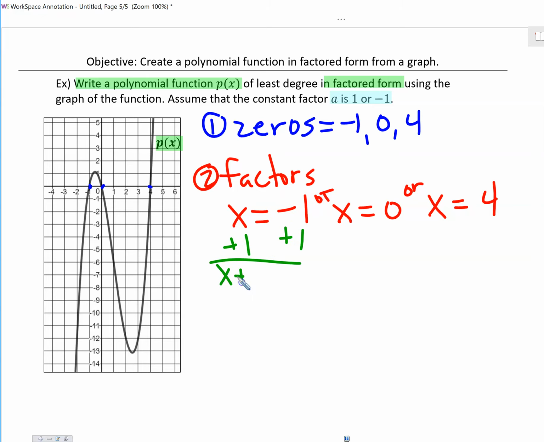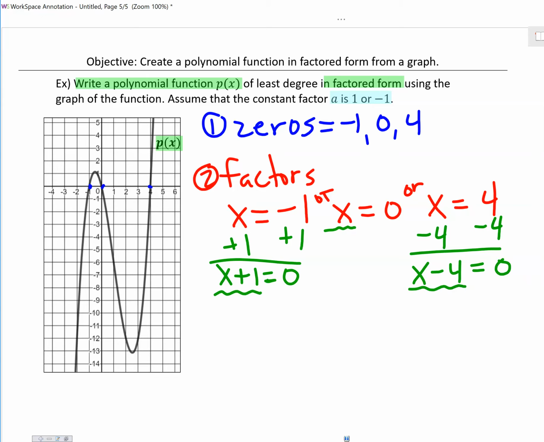That gives me x plus 1 equals 0. And this x plus 1 is a factor of my function. X equals 0 is already equal to 0, which means x is a factor of my function. And then this one I have to subtract 4 from both sides, which gives me x minus 4 equals 0. So x minus 4 is a factor of my function.